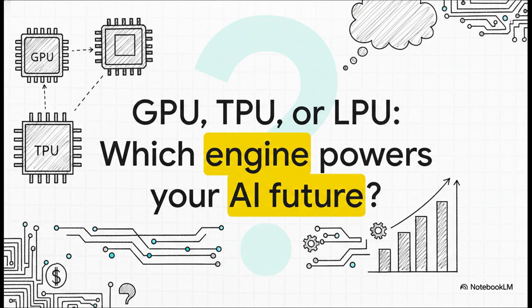See, the chip you choose, it's not just some minor technical detail. It literally defines the speed, the cost, and even what your AI can do. So how on earth do you pick the right one?